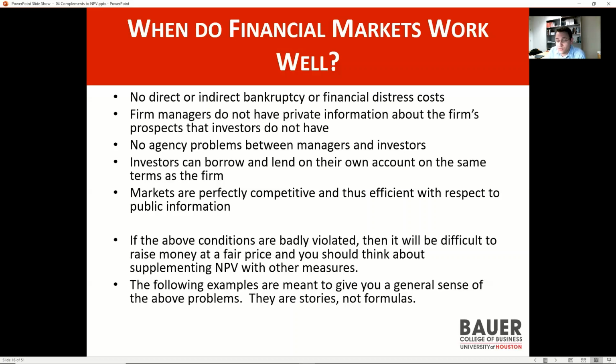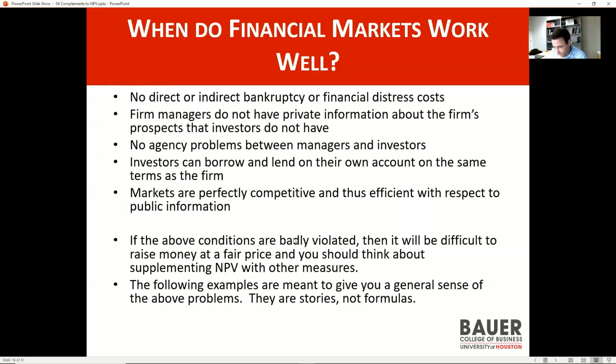Say the price is too low for your stock and you want to raise money for a new project. Time wanted to raise money to pay Jane Fonda. If the prices are too low for Time, then it's going to be costly to raise money. You're going to be selling shares at too low a price, and that's costly for you and for your investors. And so NPV may not be all you need. These are 5 basic types of assumptions that we need for financial markets to work well, for the NPV rule to work very well. If these are violated, then we may need some other things to complement the NPV.